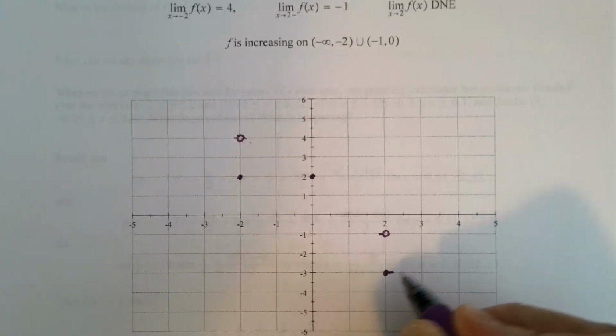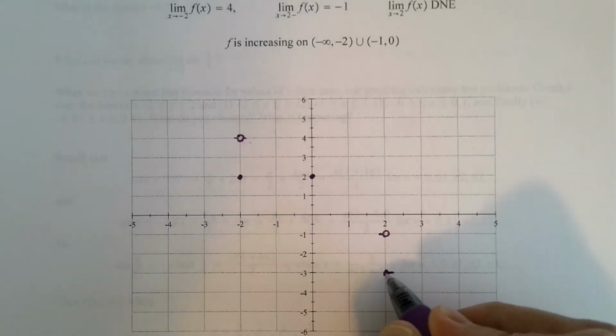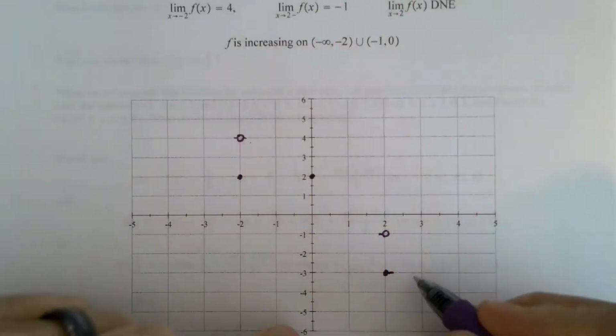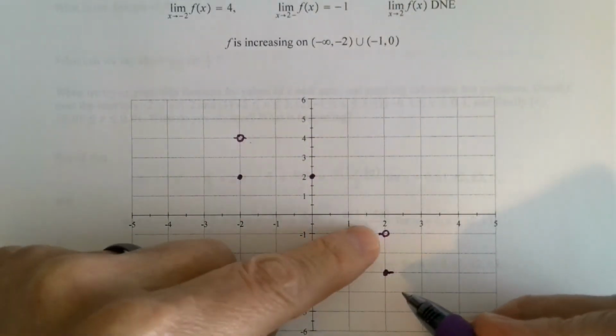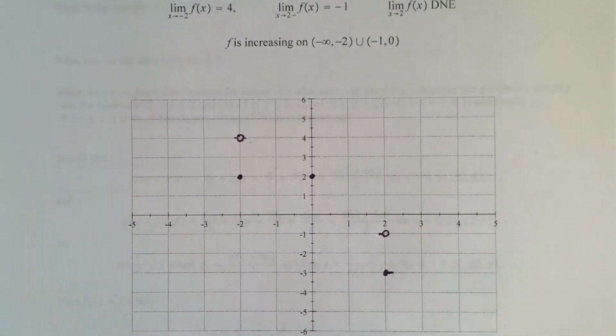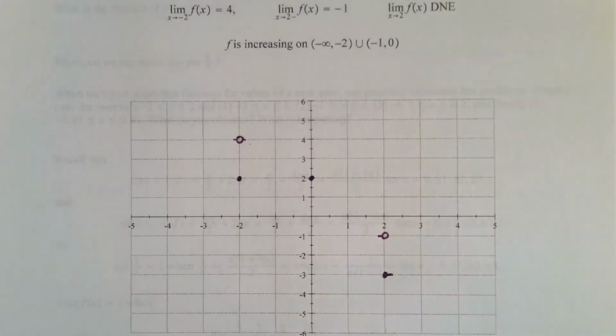I'll just make this little mark, approaching -3. And then I've got the limit from the right is -3, the limit from the left is -1. Since they are not equal to each other, the limit as x approaches 2 does not exist. Now there are other ways I can draw a graph where the limit does not exist, but this is a simple way to do that.